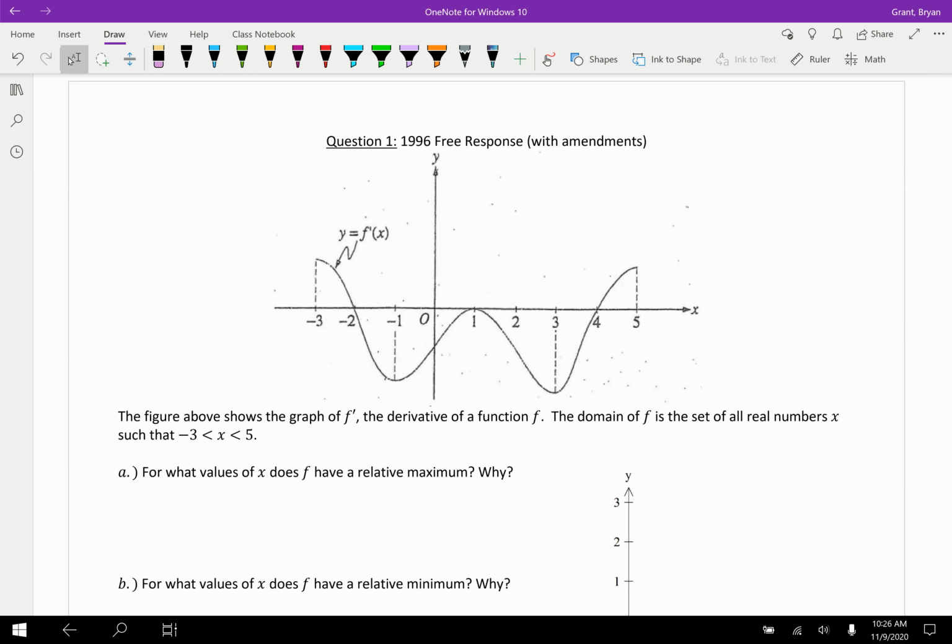Predates me being in high school, actually. So this is from 1996. It's a free response question with amendments. I've added a few things. Don't worry, I had a majority vote. You're fine. It's election year humor.